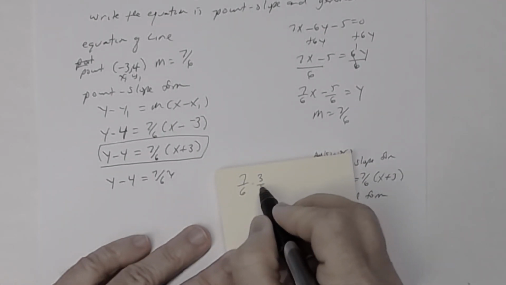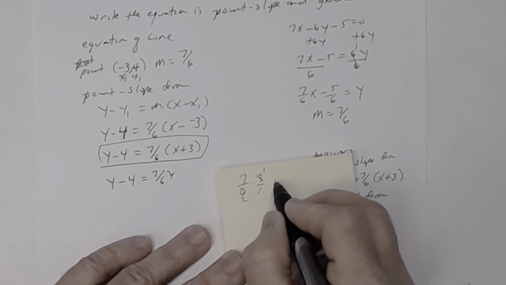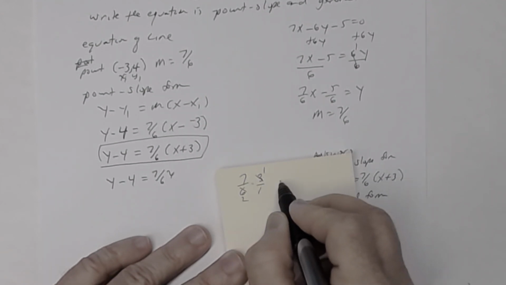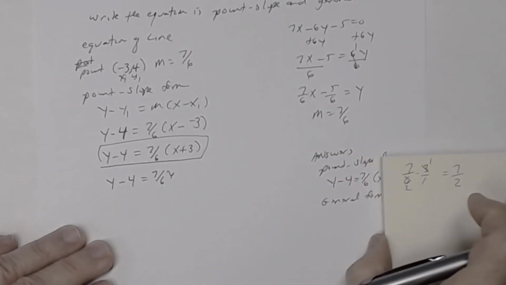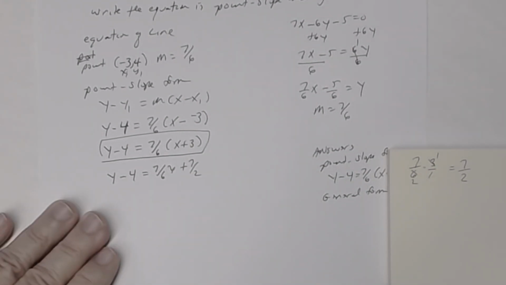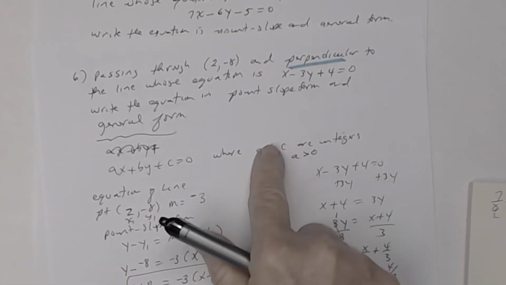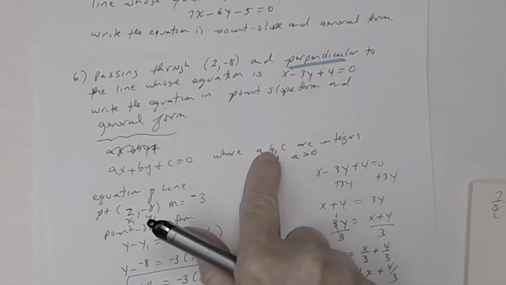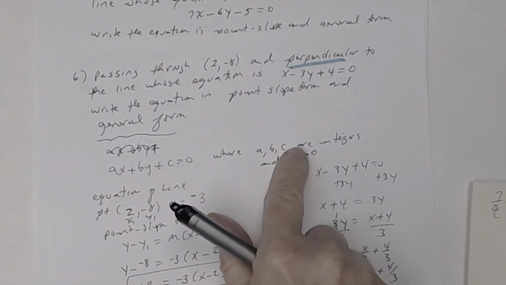All right, so that's 3 divided by 1. I can reduce. 3 into 3 is 1. 3 into 6 is 2. And then 7 times 1 is 7, and 2 times 1 is 2. So that's 7 halves. So that becomes plus 7 halves. Okay, now remember, general form means no fractions. You want all of your coefficients and your constants a, b, and c to be integers.